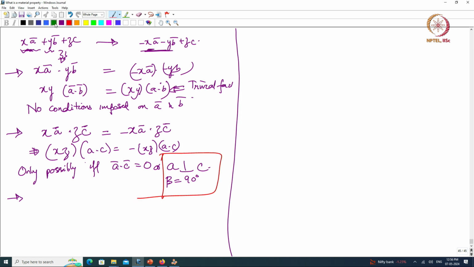Similarly, I can also show that, taking the b and c components, y b dot z c equals minus y b dot z c, and that also means that b dot c equals 0, or b is perpendicular to c, or my alpha equals 90 degrees.